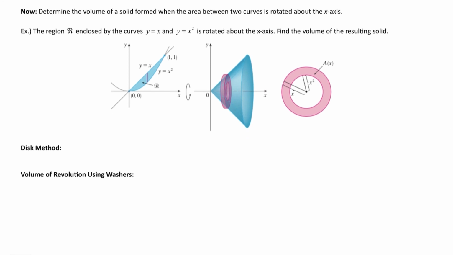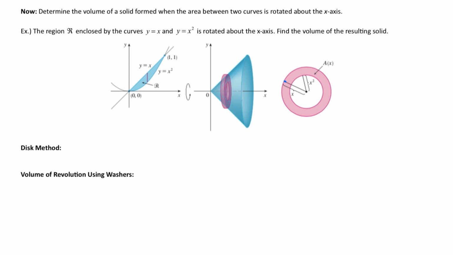Here, we're going to determine the volume of a solid formed when the area between two curves is rotated about the x-axis. Previously, as we had just seen, we can find the area between two curves. It was going to be the integral of the outer curve, the top curve, minus the inner curve. We're going to use the same idea. Once that rotates around, it's going to create this figure where it's going to be hollow on the inside. Our disk is actually going to be more of a donut, or what we like to call a washer.